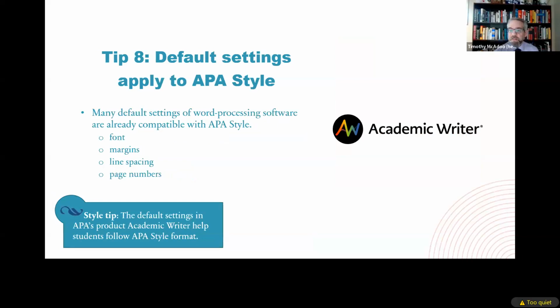Okay, tip 8 is something that should be reassuring for students. That is, if you're writing a paper using common word processing software, Microsoft Word, Google Docs, the defaults are going to apply to APA style. So the default fonts and margins are acceptable for APA style papers, and you can easily set the line spacing to be double spaced, and you can apply the page numbers. And in addition, if you've used APA as academic writer, your paper's format settings default to APA style.